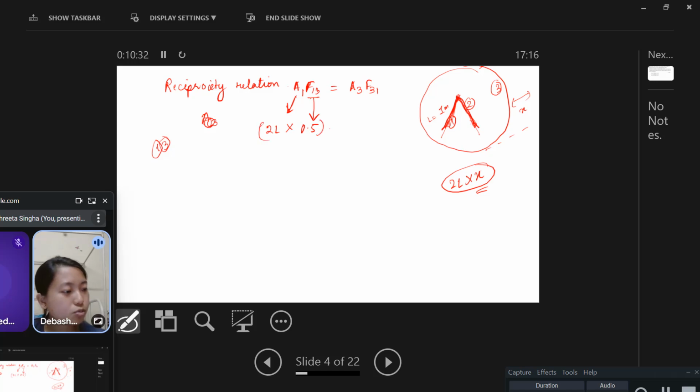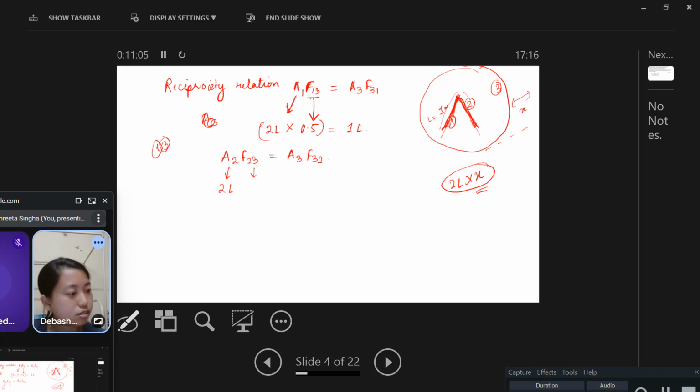Okay, so this becomes how much? 1L. And then we also have A2F23 equal to A3F32. Now here this A2 will be the same, because A2 is just the outer surface of this A1, means the outer side. So its length is also the same. So it should be 2L.